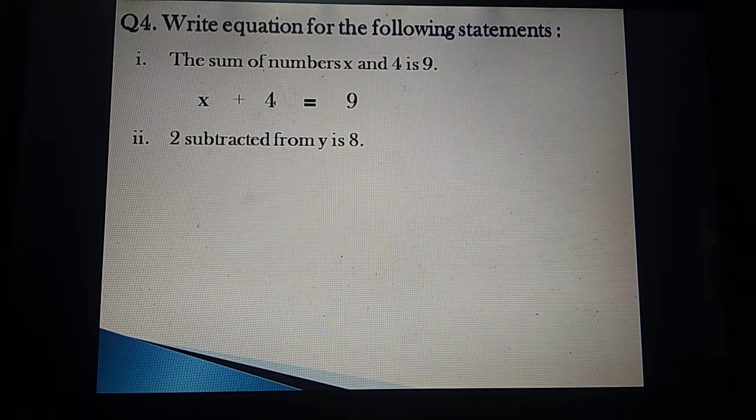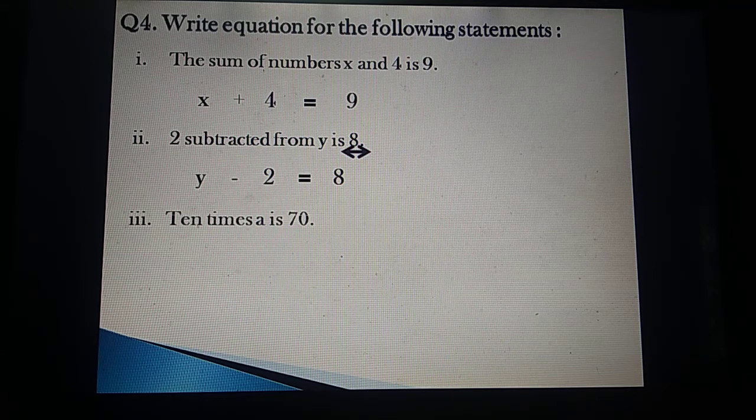2 subtracted from y is 8. So the first part here is 2 subtracted from y. From means the order will change now. So first you will write here y minus 2. Now the next part is "is". Is means equal to, and then 8 as it is.